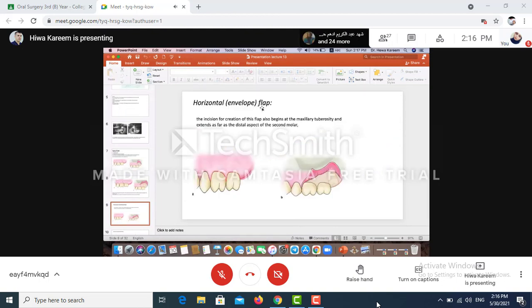Horizontal or envelope flap: the incision begins at the maxillary tuberosity and, like an envelope, extends from the maxillary tuberosity to the medial of the first molar, passing the second molar to the first molar, with the third molar impacted. Clear?